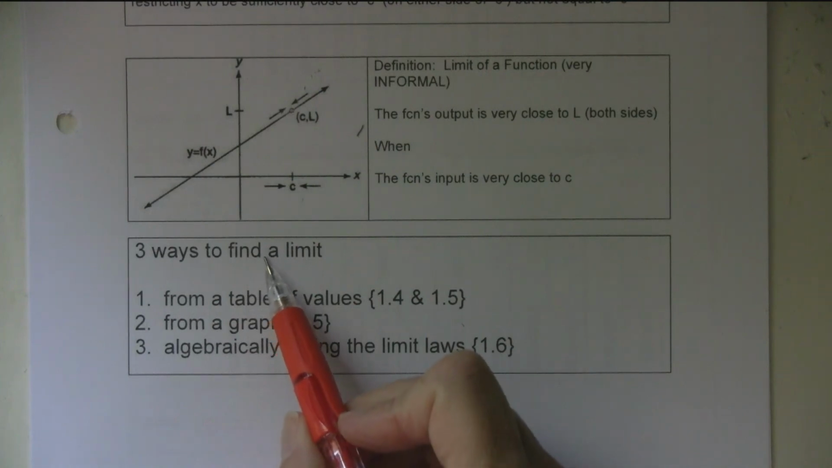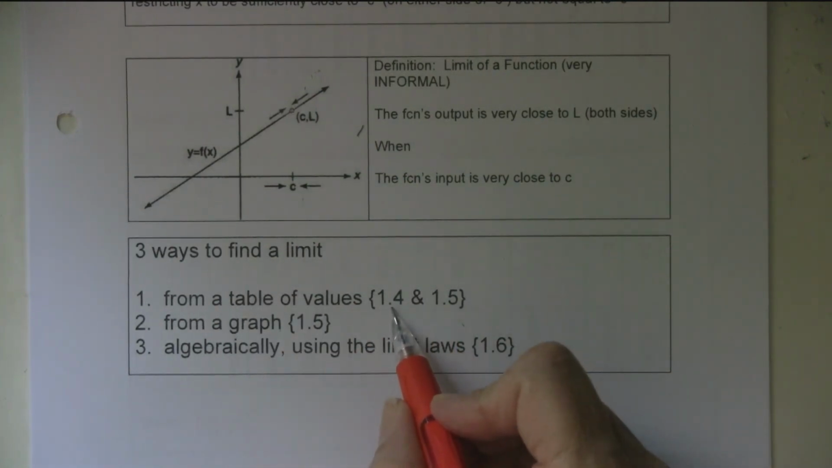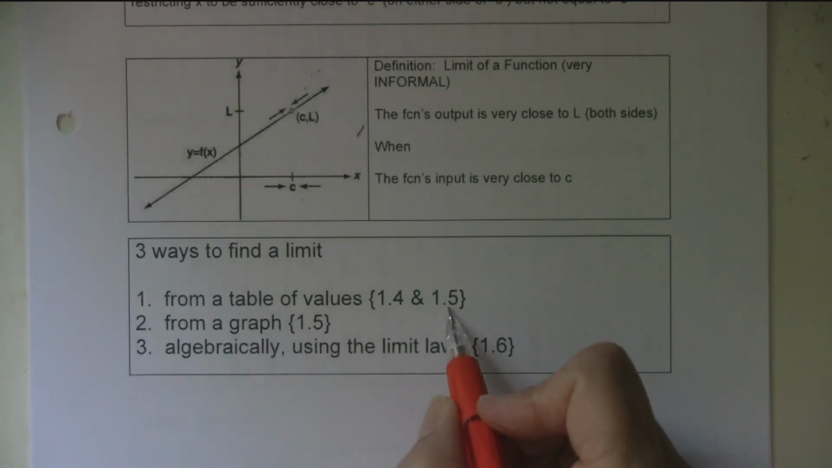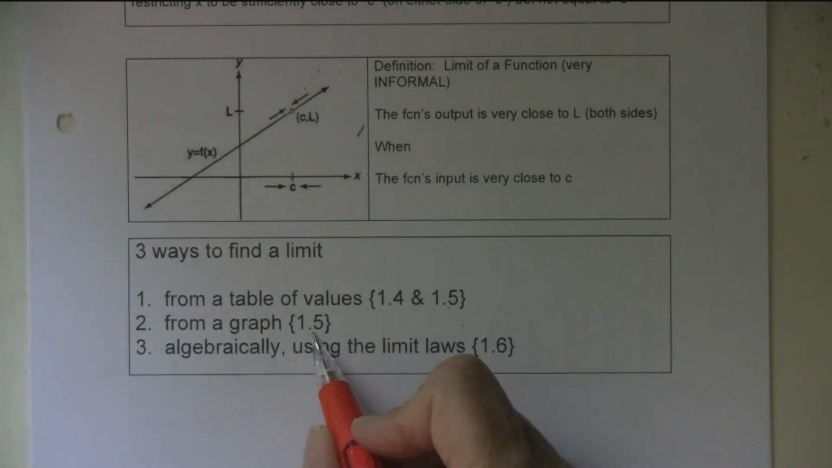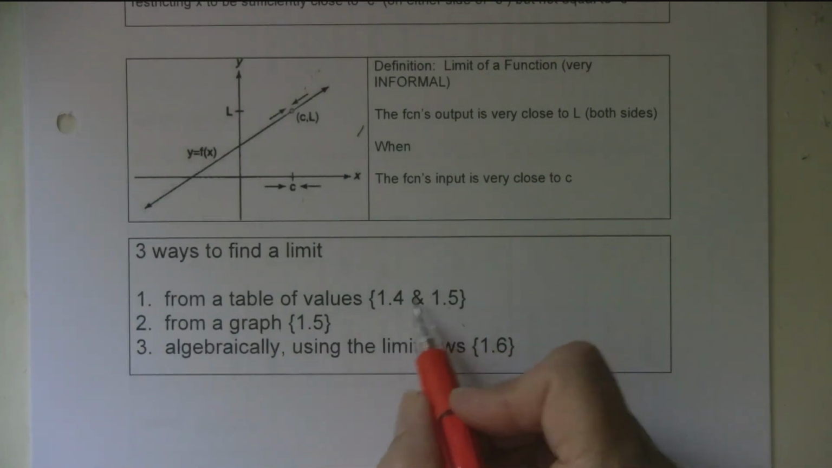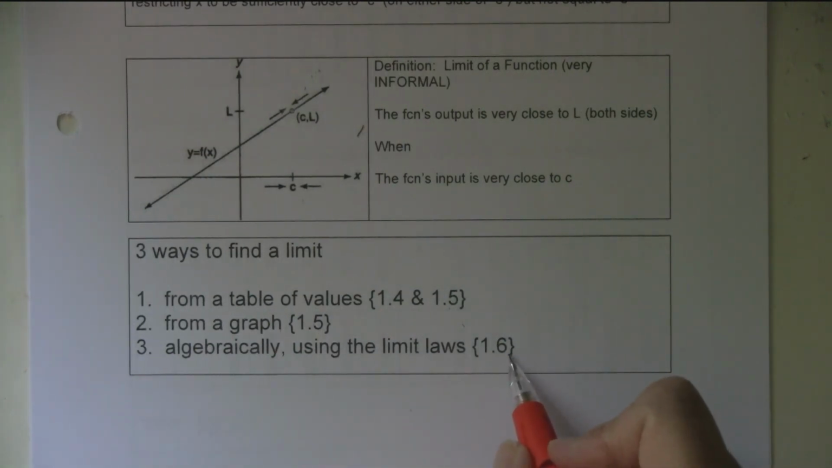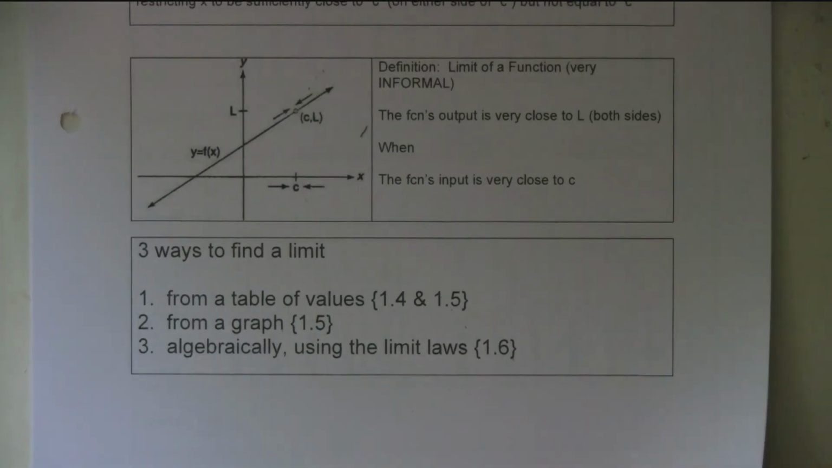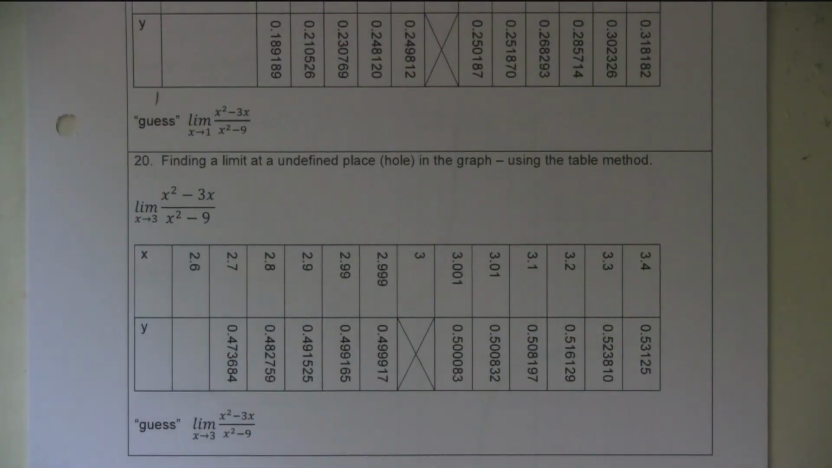There are 3 ways to find a limit: from a table of values, which we looked at in 1.4, the last video, and also in 1.5; from a graph, which we're also going to look at in 1.5, so those are what we're doing now; and then algebraically using the limit laws in 1.6. That'll be next.